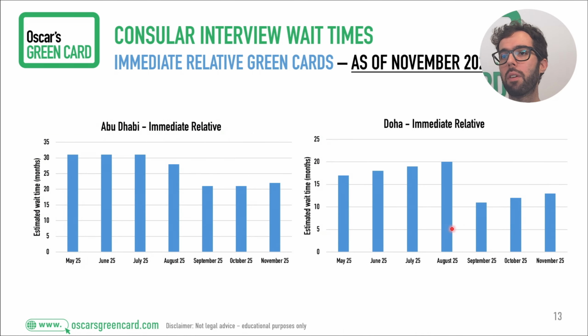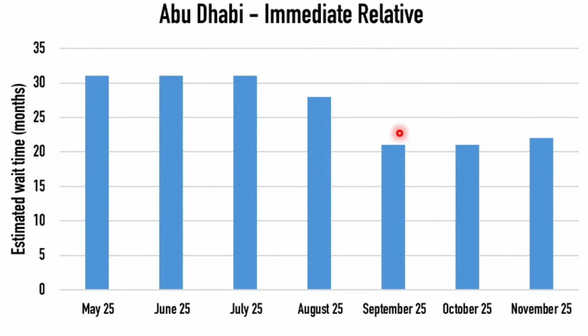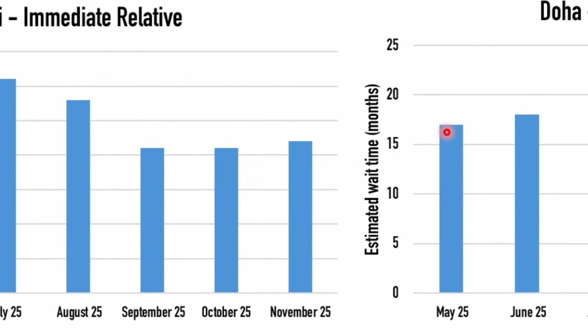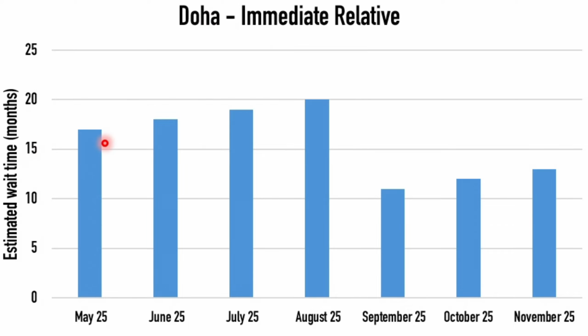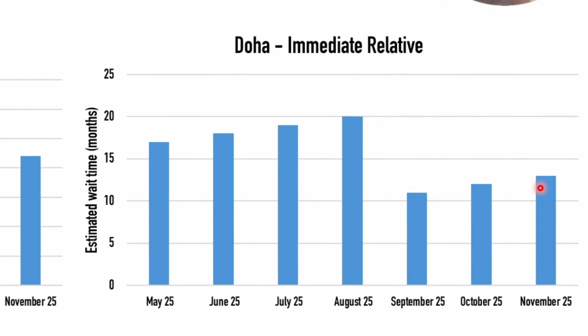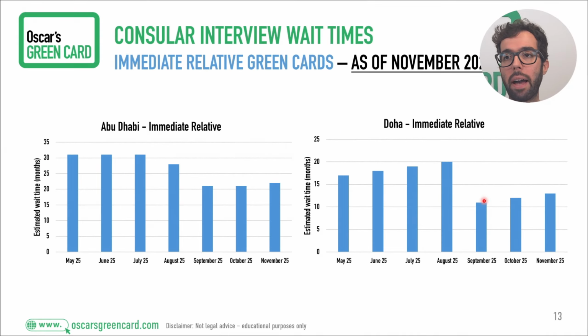And here we have a couple of examples of those US posts. We see that Abu Dhabi got better at the end of summer and now is steadily around the 20-month mark in these categories. And then we have Doha, showing a very similar trend, also with better numbers, also got better from August to September, and now is slowly increasing back.